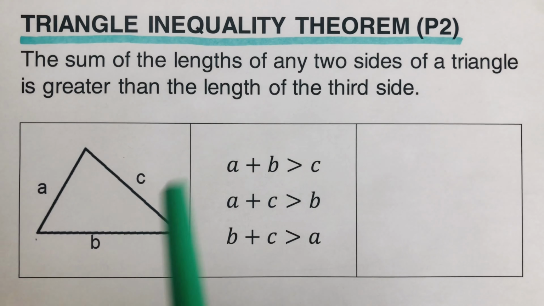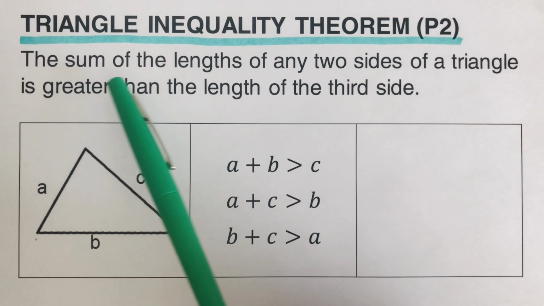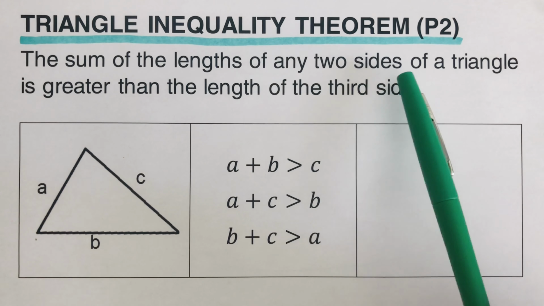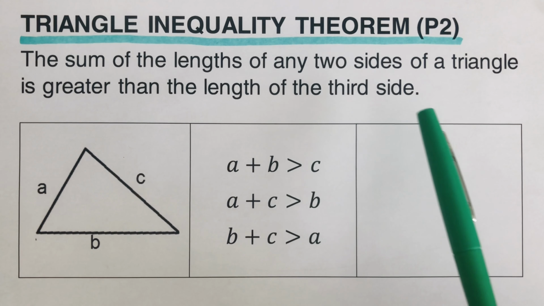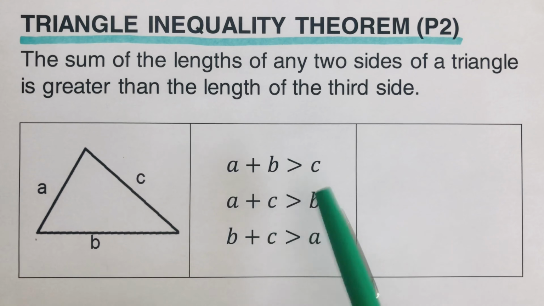So again, the triangle inequality theorem tells us that the sum of the lengths of any two sides of a triangle is greater than the length of the third side. This is explained in the first part, but this is what we remember.